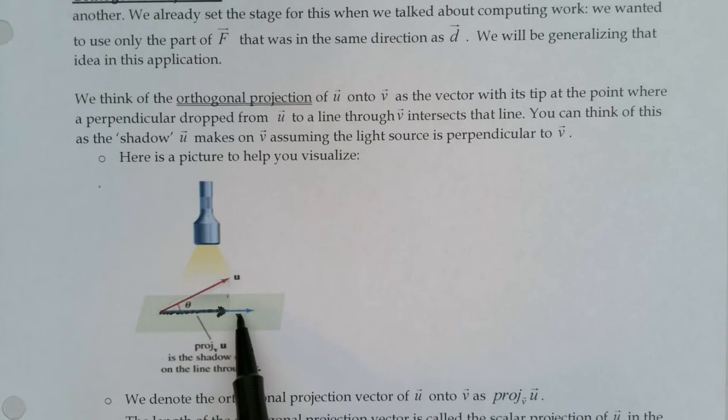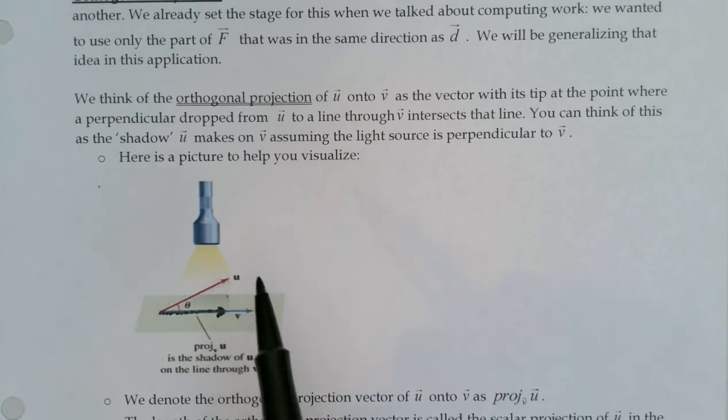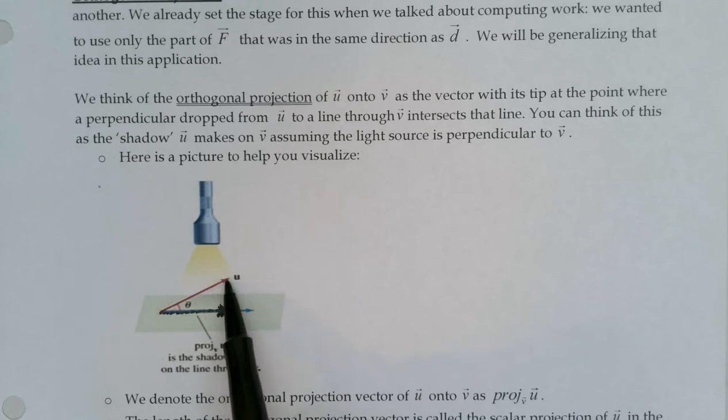V is down here, right, that vector. Technically, it's the line containing that vector, which will make more sense to you on the examples on the next page. But it's the line containing that vector, and that shadow goes from here down to here, and that's the orthogonal projection.